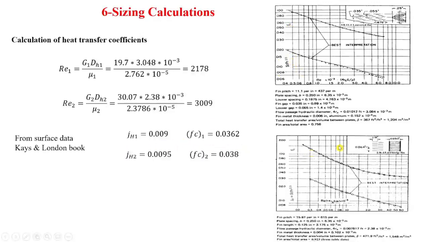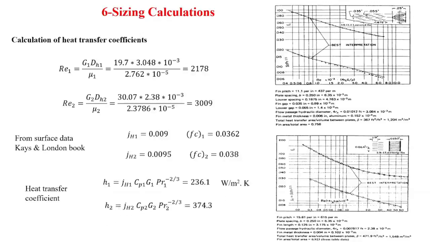And for surface 2, since we have what we call a strip fin, and since we calculated the Reynolds number, you can go to these two curves and find out the JH2, the Colburn modulus for side 2, and also the friction coefficient. Of course, once you do that, you can use JH1 to find the heat transfer coefficient for side 1, which is going to be 236.1 watt per meter square Kelvin. You do the same thing also for side 2. Since you know that the Colburn modulus is 0.0095, you can get also the heat transfer coefficient for side 2, which is going to be watt per meter square Kelvin.